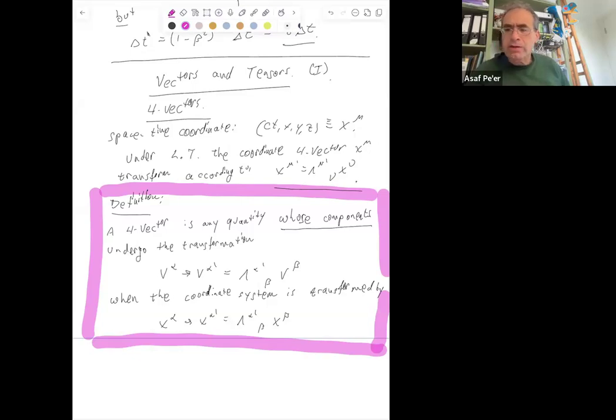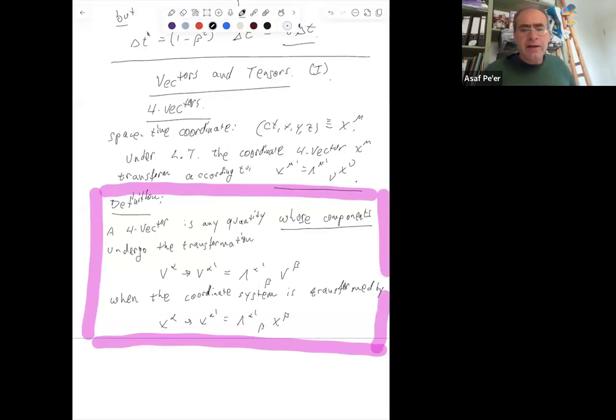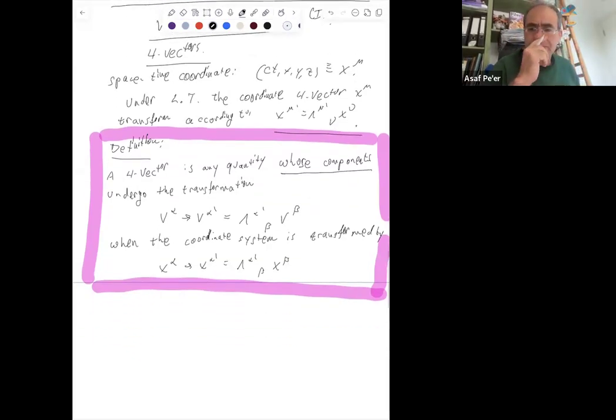Now it can be any quantity, of course. Velocity, acceleration. We're going to encounter several 4-vectors. In fact, the correct technical name is contravariant 4-vector, for a name which will get clear in about half an hour. This is called a contravariant vector.